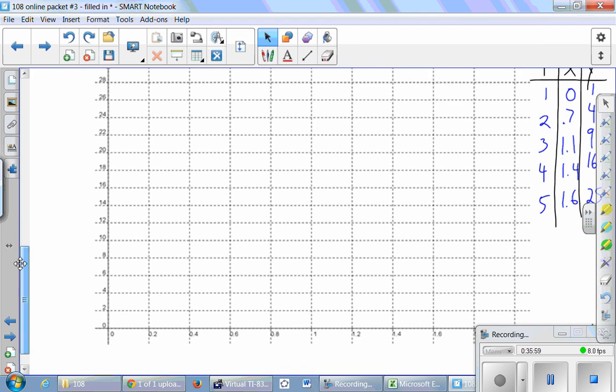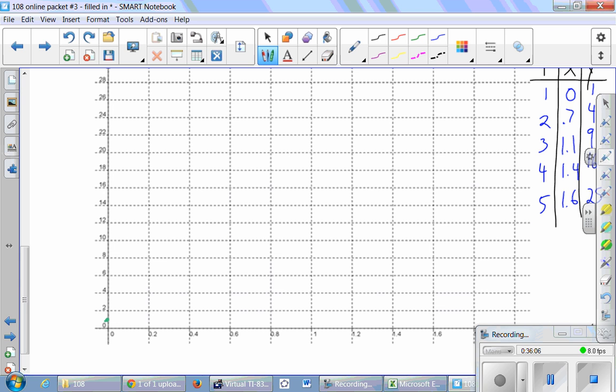Okay, let's plot these points on our grid. The first point is 0, 1. That's there. Next one, 0.7, 4. So 0.7 and then up to the 4 line, which is here. And then 1.1 and 9. 1.1, 9, I think that's here. 1.4 and 16. And finally 1.6, 25. 1.6 and then 25 there.